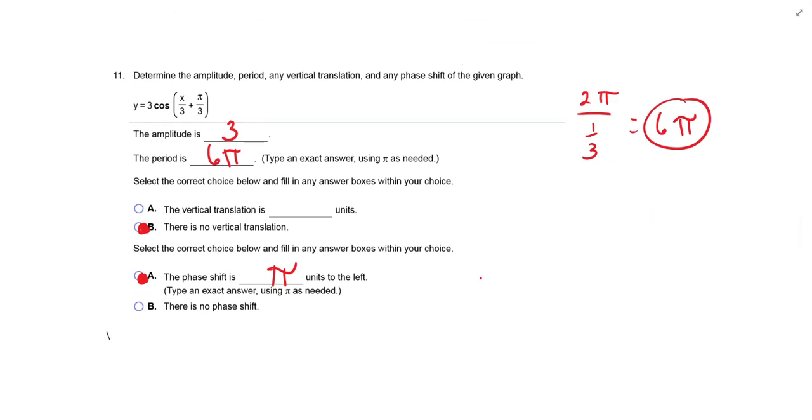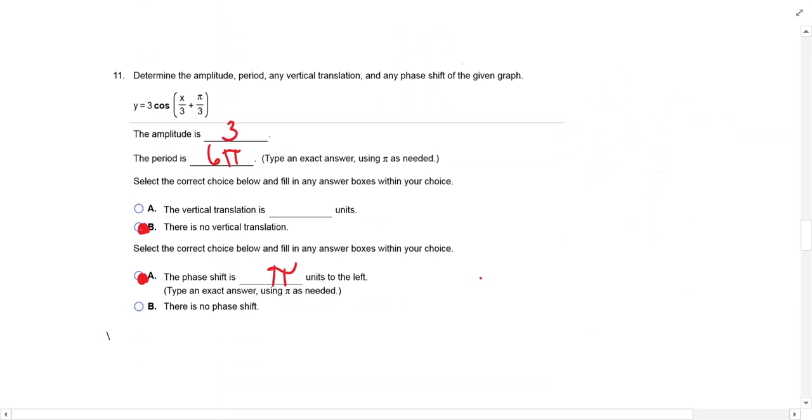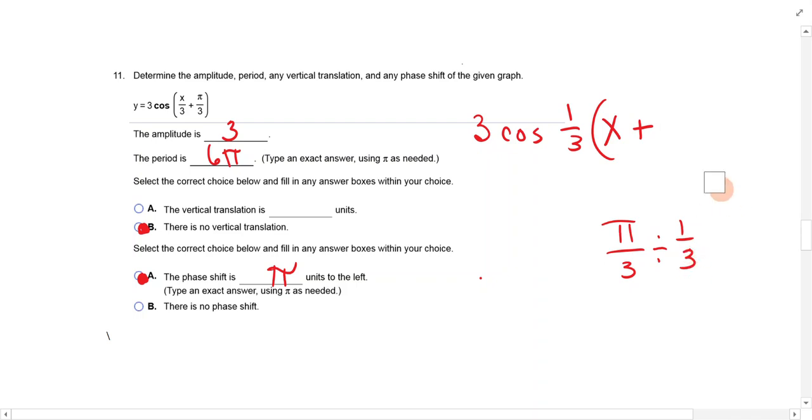Number 11. 3 cosine x over 3 plus pi over 3. All right, so here's what we want to do. Just like I said, we want this to be a plain old x. So I need to pull out 1/3. And then I have x plus, now if I have pi over 3 divided by 1/3, that's the same as multiplying by 3 over 1. So that'll be pi.